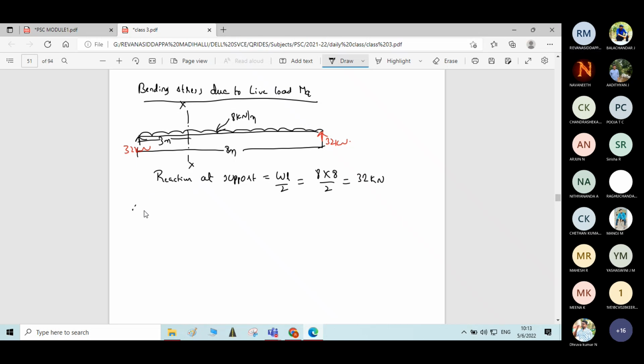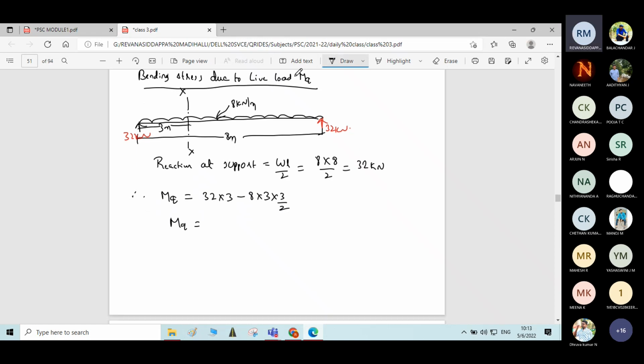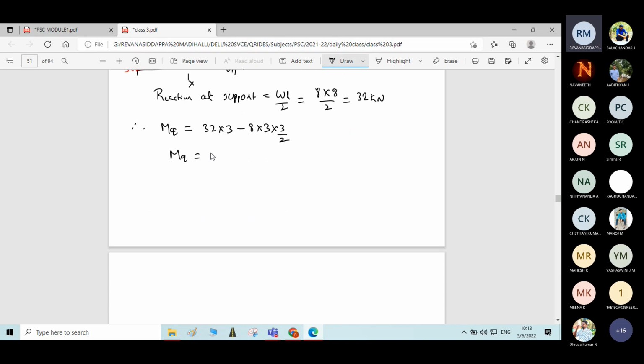Therefore, MQ is equal to 32 into 3 minus 8 into 3 into 3 by 2. If we calculate, we will get the answer as 60 kilonewton meter. In terms of Newton millimeter, 60 into 10 power 6 Newton millimeter.